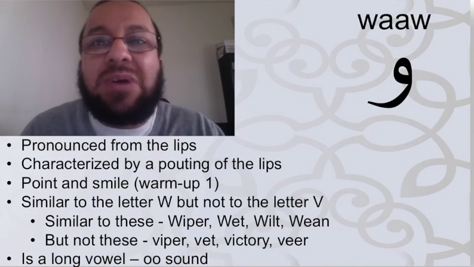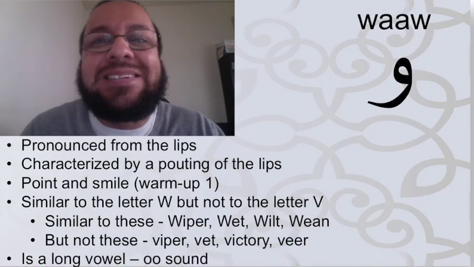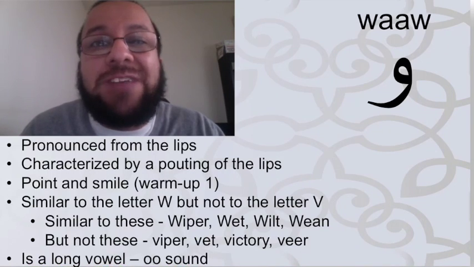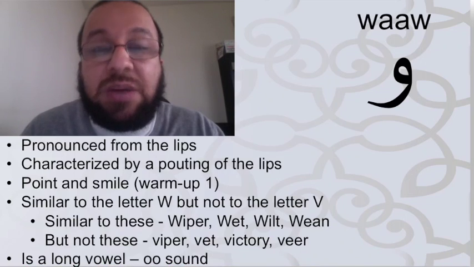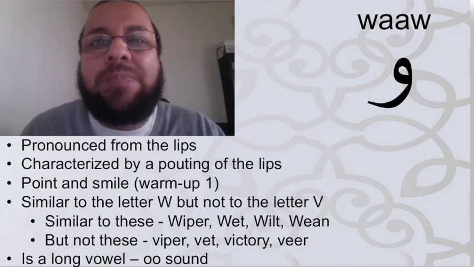In the V, you do a slight bit of a smile, and your lower lip touches your front upper teeth. You go like this. V. V. But this is not a V. This is a W. W. Pout. W.